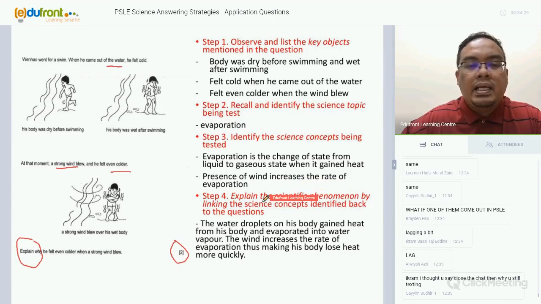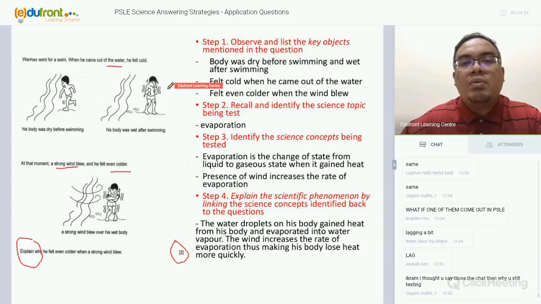Next, step 4. Once you identify the science concepts, next you need to be able to explain. This is the explain part, the tricky part. You need to link the concepts to the question. So we know that when Wen Hao stepped out from the swimming pool, there were water droplets around his body. So what will happen to the water droplets? The water droplets will evaporate. When the water droplets evaporate, they will gain heat, right?